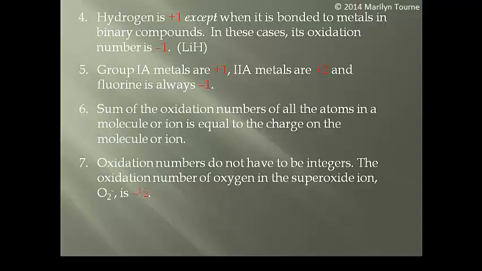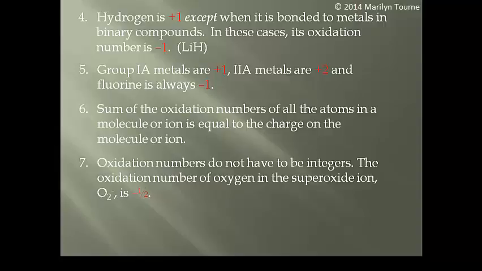Number 5: group 1A metals are always +1, and the charge on group 2 metals is always +2. These are the alkali and the alkaline earth metals. We know that. And fluorine is always -1. This is simple as well because fluorine sits in the 7th column, and we know that the charge on a fluorine should always be -1.